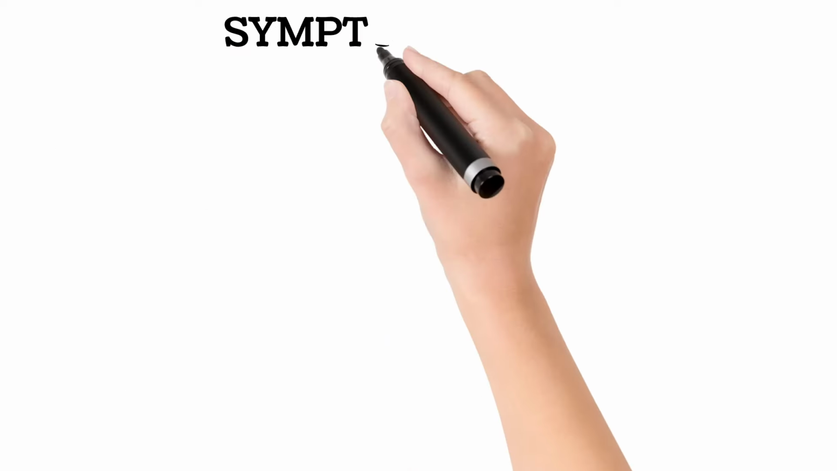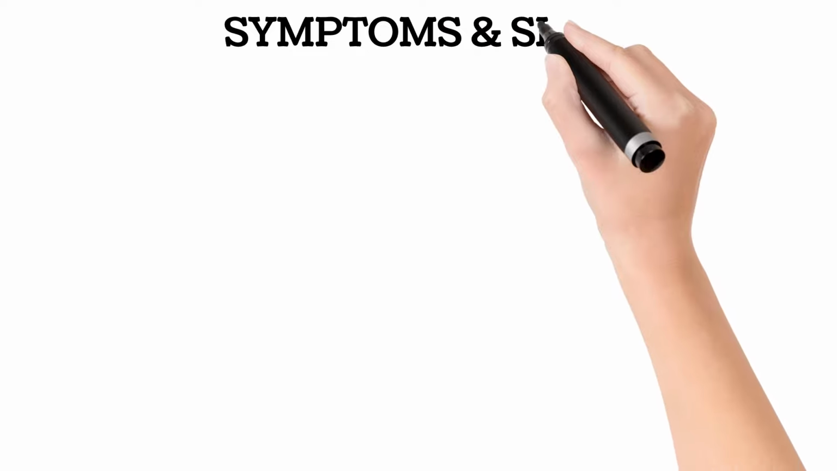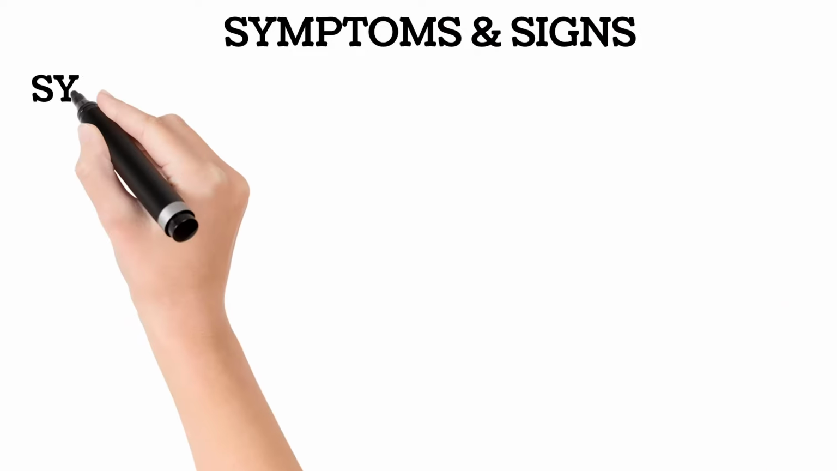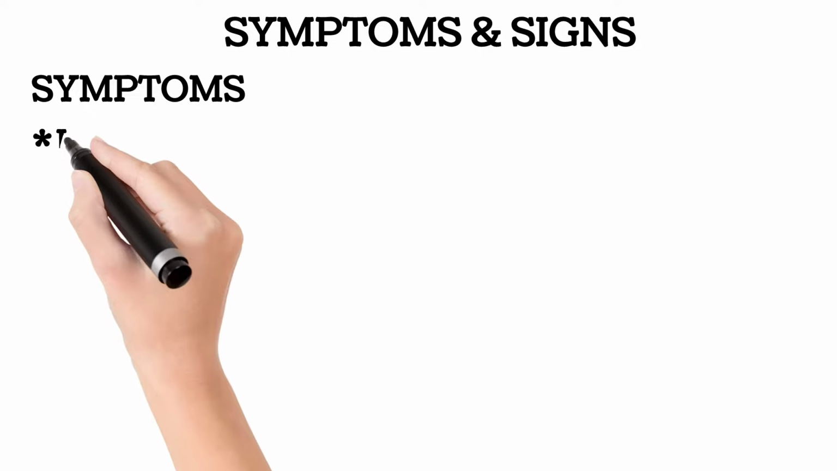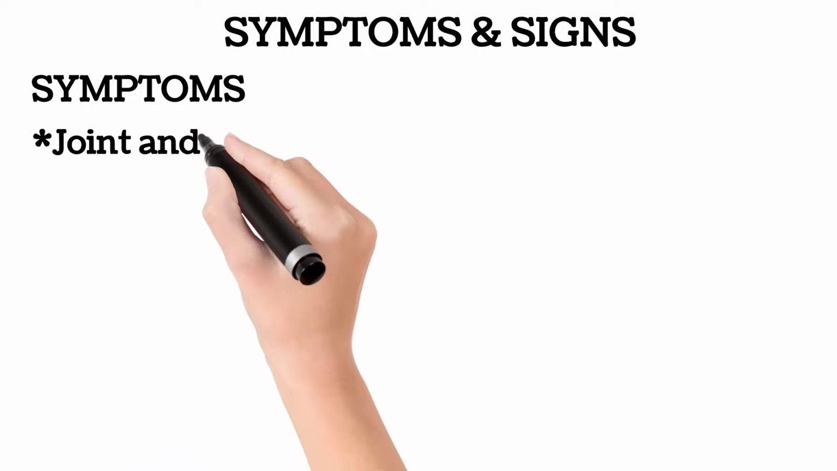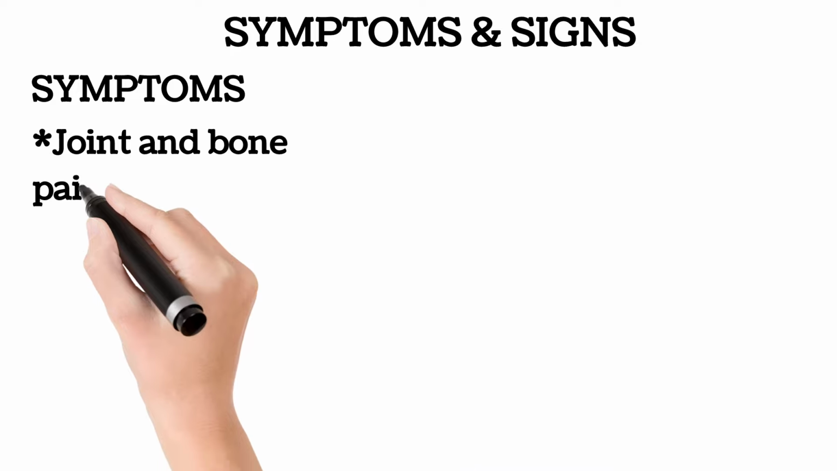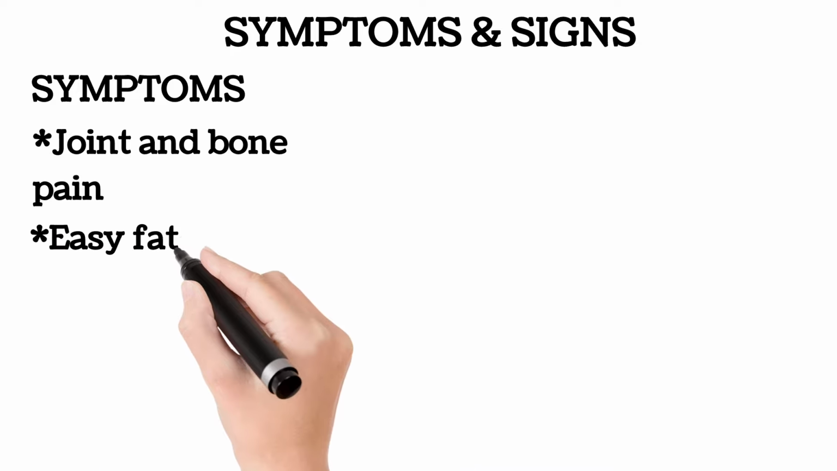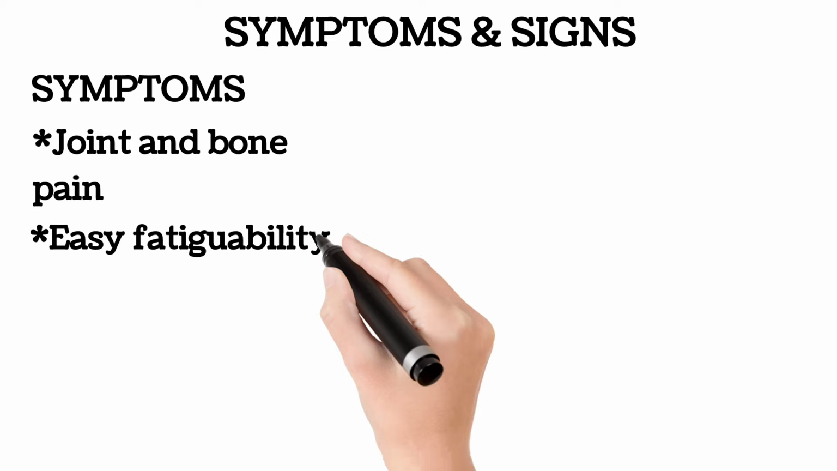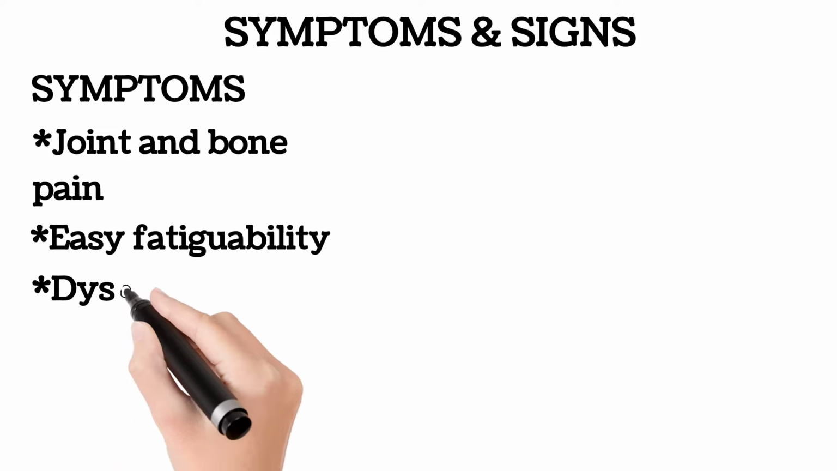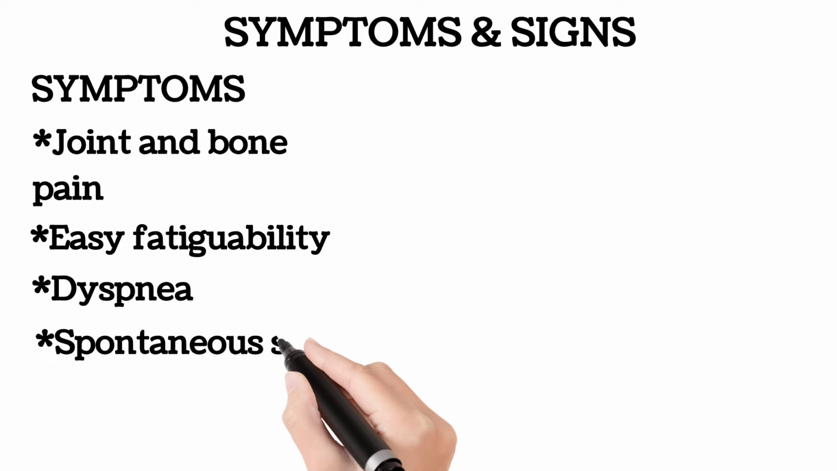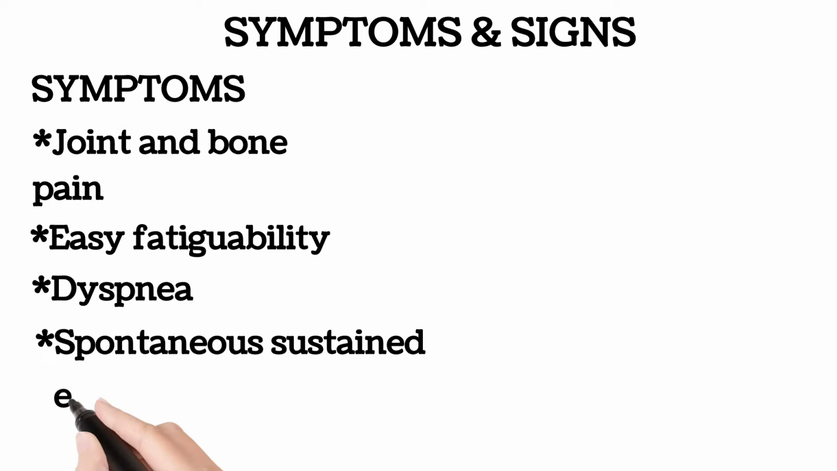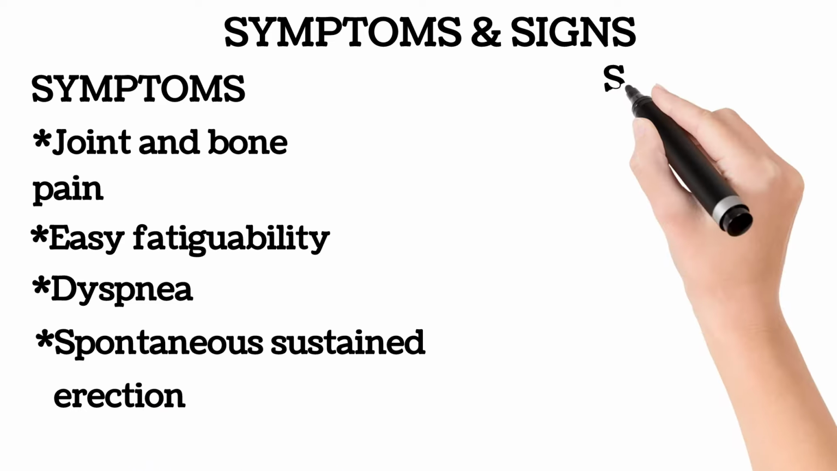Now let's look at the symptoms and signs of sickle cell anemia. So look at the symptoms first. Number 1, they have joint and bone pain, especially during cold conditions. There's easy fatigability, that's they easily get tired. They have dyspnea, that's difficulty in breathing, and they have spontaneous sustained erection even without sexual arousal.